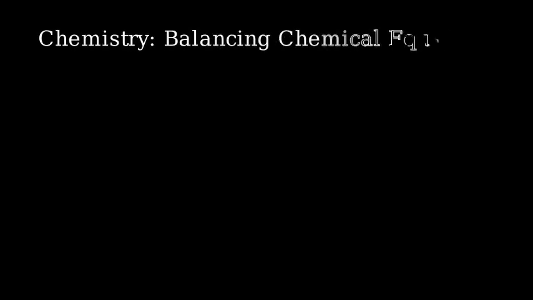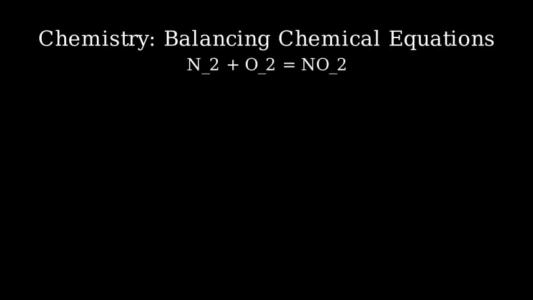Welcome to our lesson on balancing chemical equations. Today, we'll learn how to balance the chemical equation N_2 plus O_2 leads to NO_2 and identify its type of reaction. Here we have the unbalanced chemical equation. N_2 plus O_2 results in NO_2.